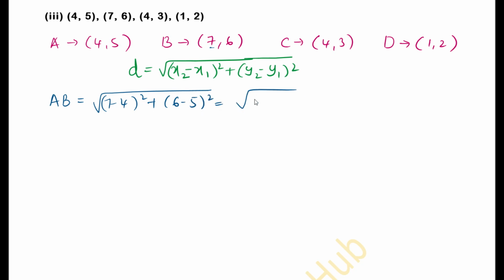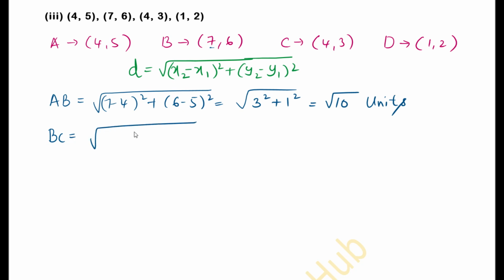What is 7 minus 4? 7 minus 4 is 3 square. 6 minus 5 is 1 square. We get 3 square is 9, 1 square is 1. So 9 plus 1 is root 10 units. Now we have got AB as root 10 units. In the same way, find out the length BC.